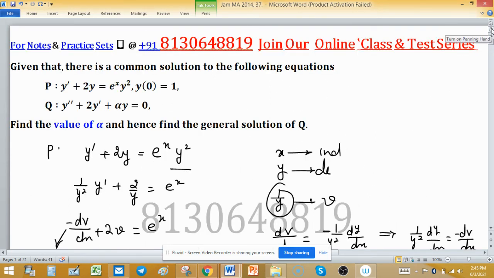But in another form, this problem can be asked: find the value of alpha. That we also find using the common solution.